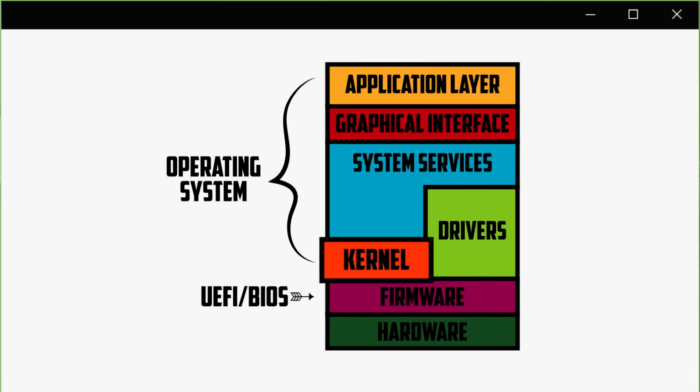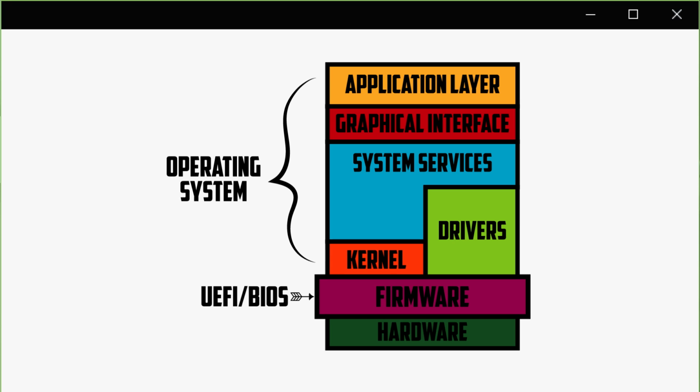The kernel acts as a translation layer between the application interface and the firmware on a motherboard. Firmware is the software that's embedded on the motherboard. It can either be a UEFI, Unified Extensible Firmware Interface, or BIOS, which is the legacy Basic Input-Output Interface.